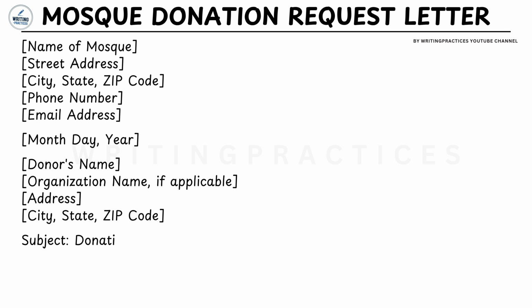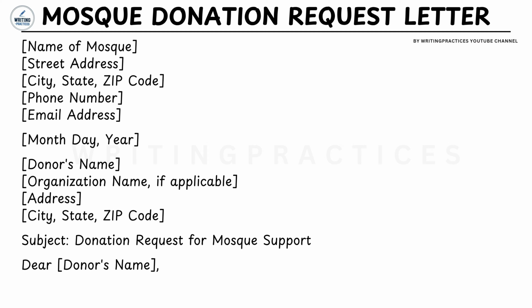Subject line. Now write a clear subject line. For example, subject, donation request for mosque support. The subject immediately informs the reader of the purpose of the letter. A clear subject helps ensure the request is understood before the letter is even read. Salutation. Address the recipient respectfully. For example, Dear Mr. Rahman. This creates a professional and respectful opening for the correspondence. Using the correct name demonstrates courtesy and attention to detail.